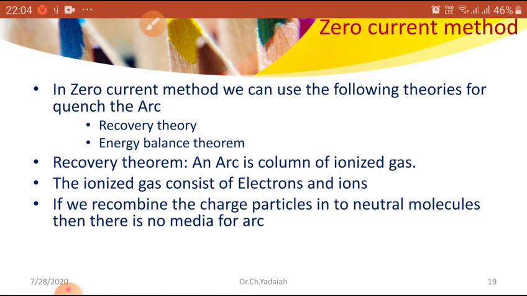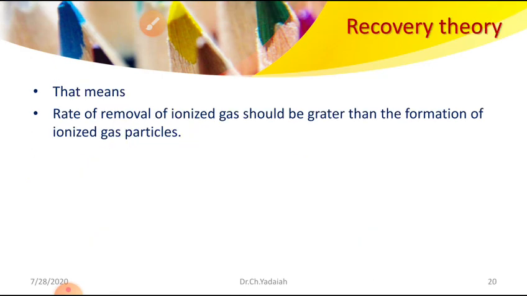Then the new force comes and opposes this current as well as the restriking voltage. That means here the rate of removal of ionized gas should be greater than the formation of ionized gas. So what is happening here? Once the voltage is raised, the rate of rise of recovery voltage tries to ionize the particles in between the two electrodes.